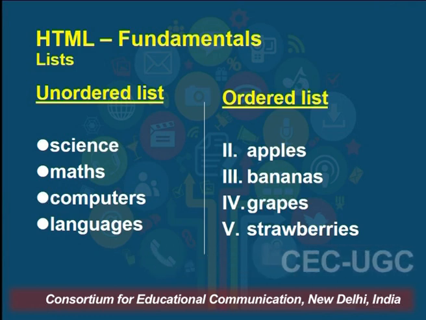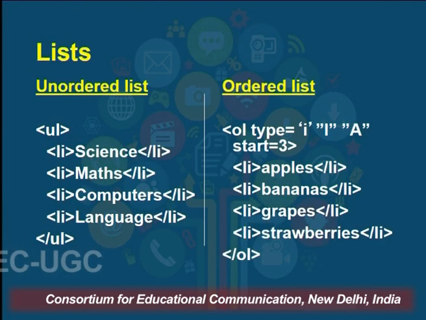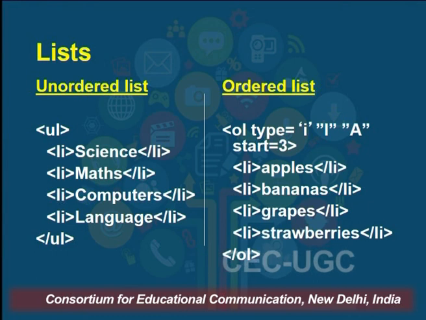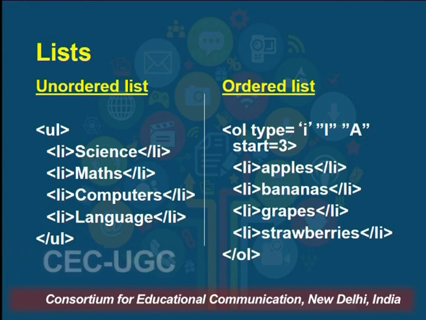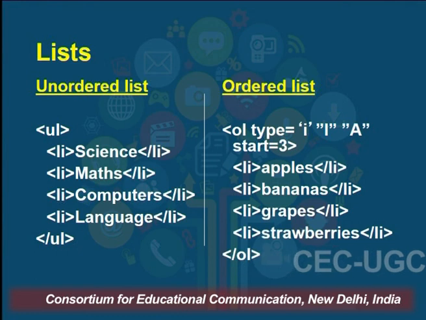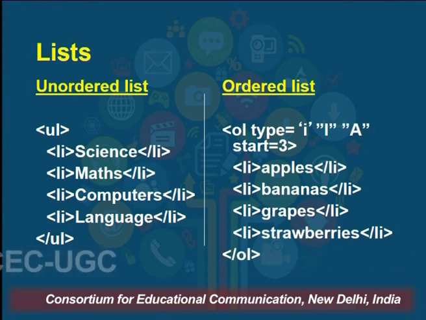For ordered lists as well as for unordered lists, we have commands. For an unordered list, we will use the command UL, and for each item in the list, we will use LI. So UL is the entire list and LI is used for the list item, right. Within that particular list you are using LI.